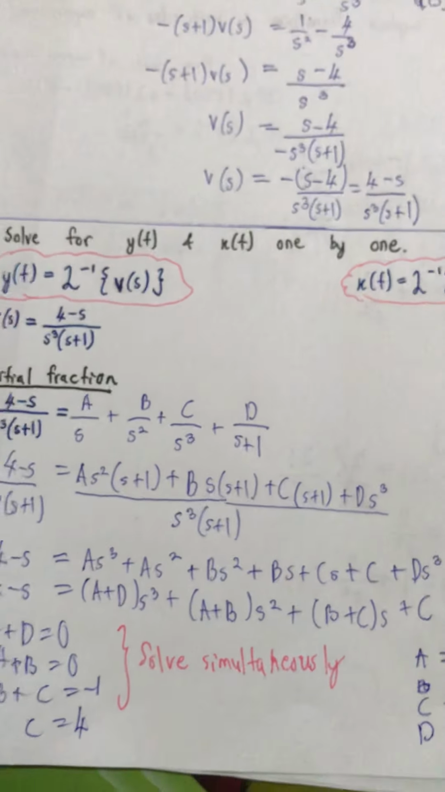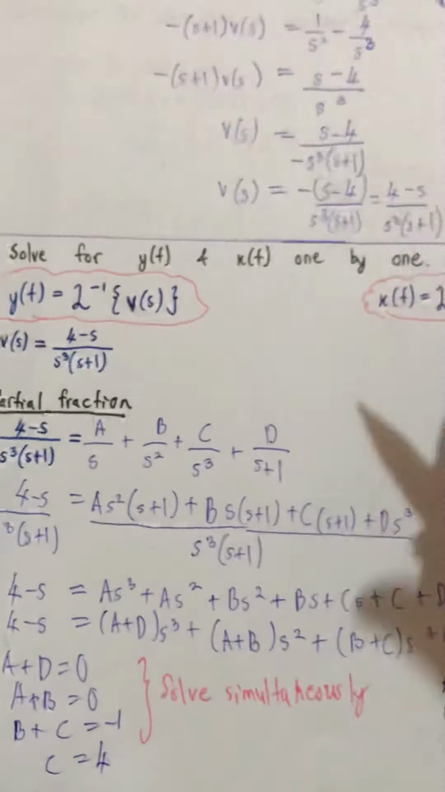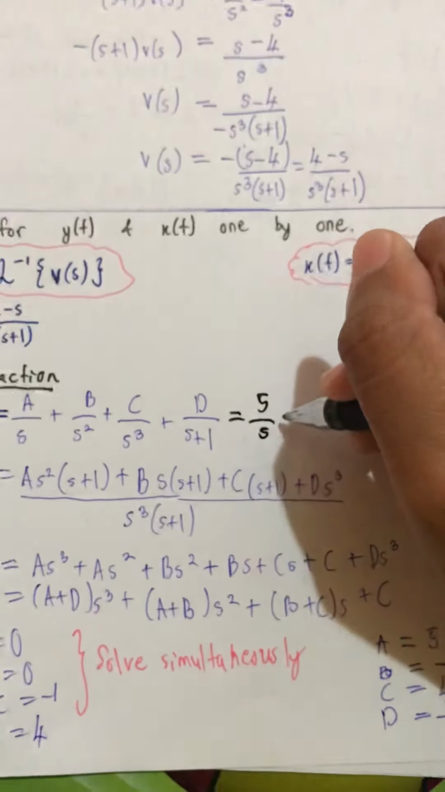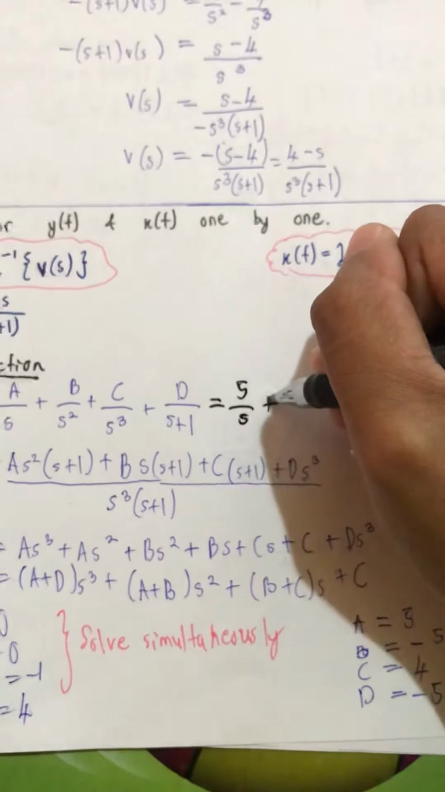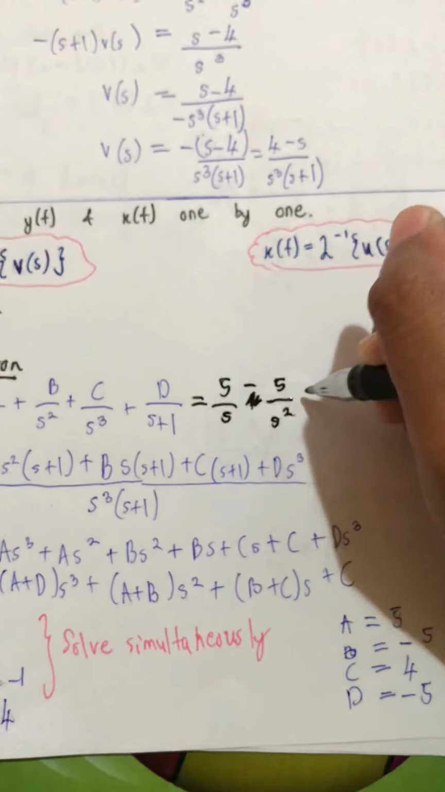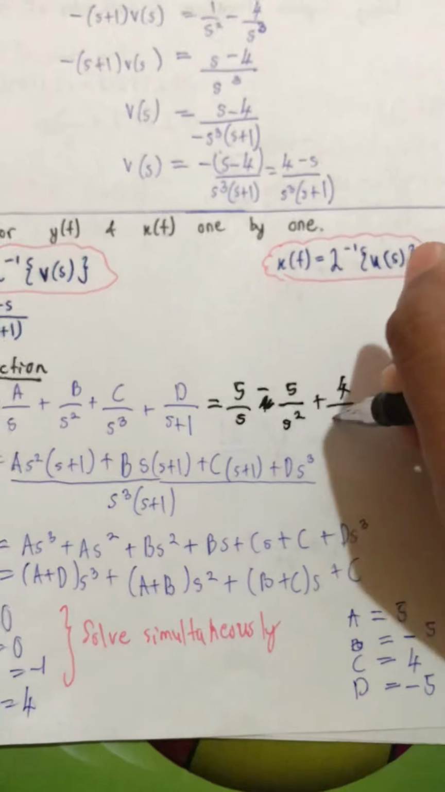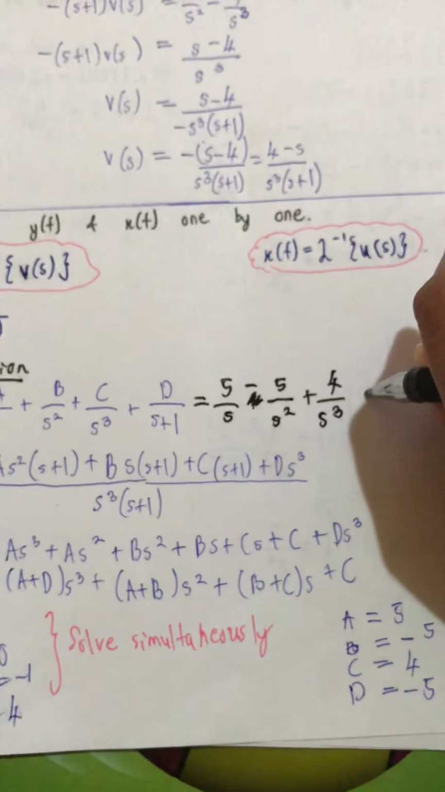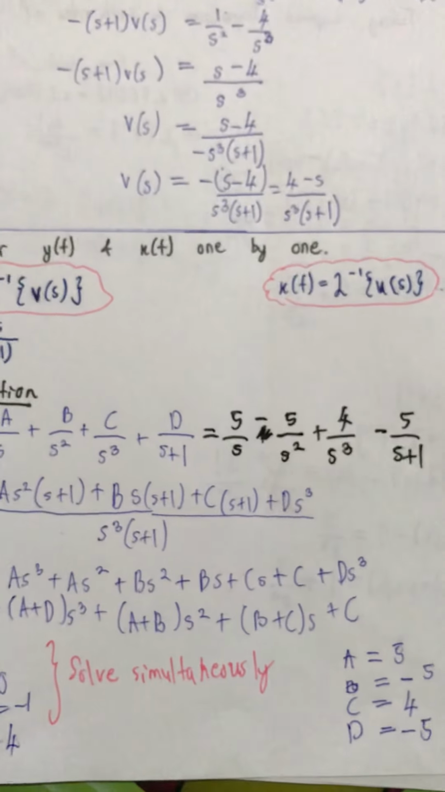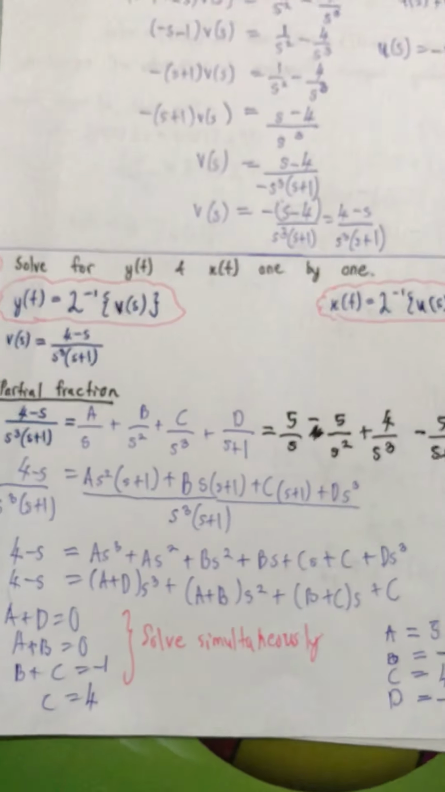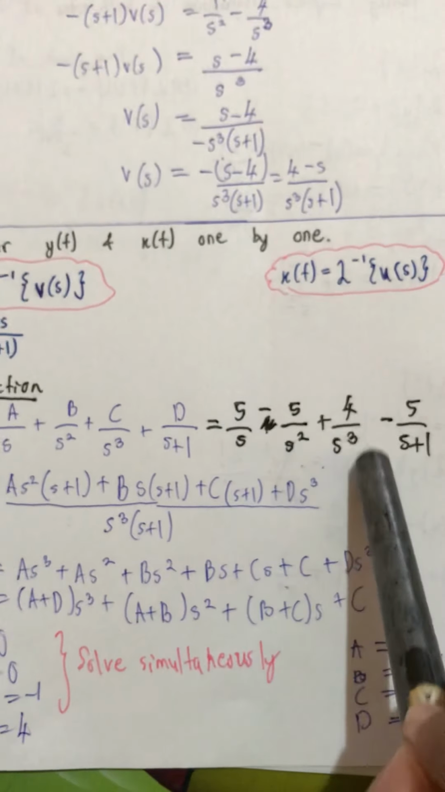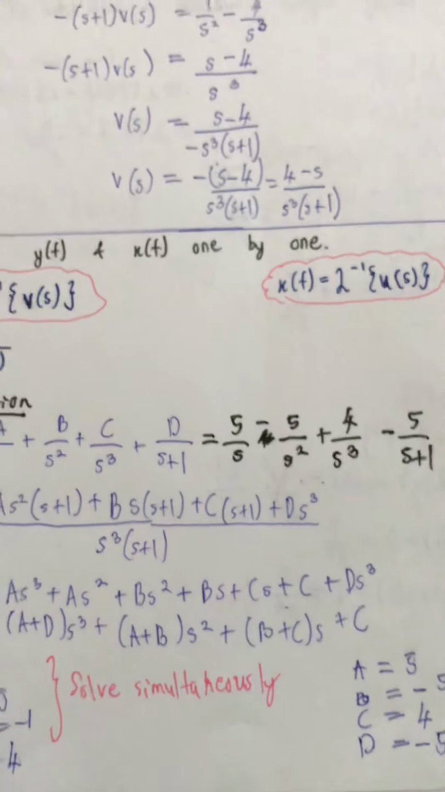So we will get our Vs is actually equal to, our A is 5, so 5 over s, plus our B is minus 5 over s squared, and then our C is 4 over s cubed, and then our D is minus 5 over s plus 1. So after we perform the partial fraction, we get Vs is equal to 5 over s minus 5 over s squared plus 4 over s cubed minus 5 over s plus 1.